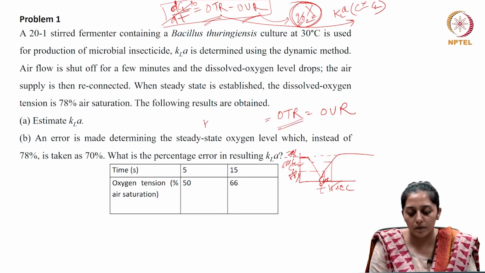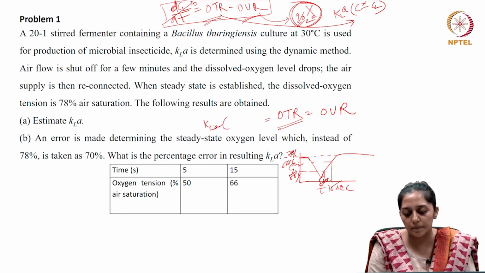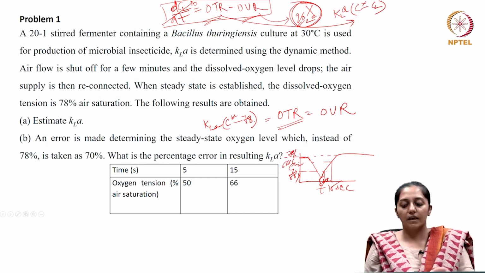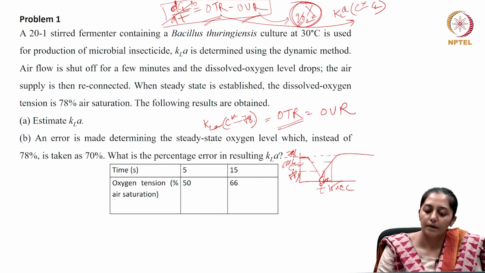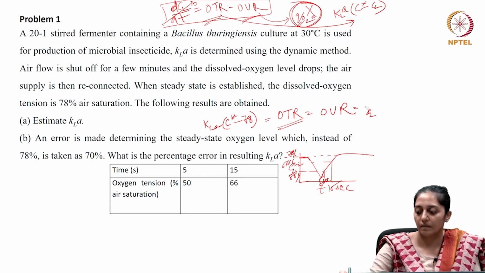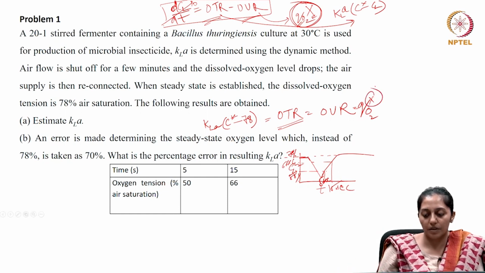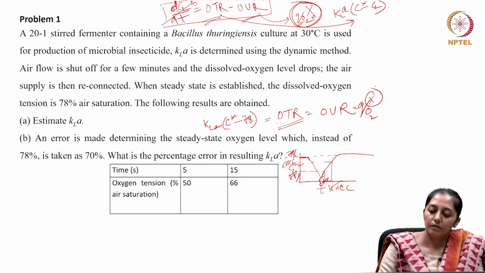So, what is OTR? The OTR will be KLa multiplied by C star minus 78. So, they are saying that the dissolved oxygen concentration at steady state is 78. So, we know that this is equal to our OUR, which we can give as QO2, specific oxygen demand of the culture, multiplied by the biomass concentration. Now, we know that this is what OUR is.